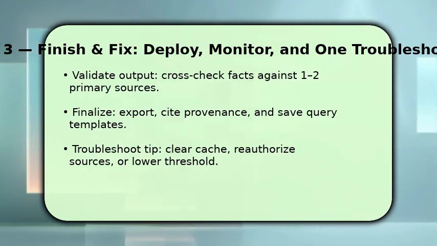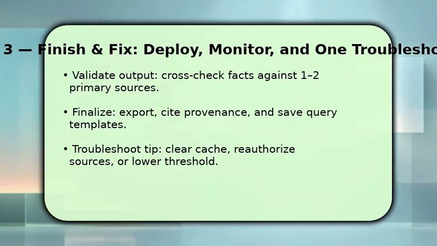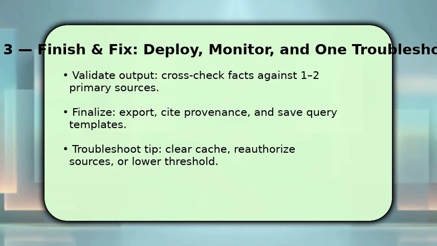If results are poor, troubleshoot quickly. Clear the search cache, reauthorize source permissions, or temporarily lower the relevance threshold to 0.5 and rerun. Make sure to log changes so you can revert. With this loop, you keep searches efficient and reliable.